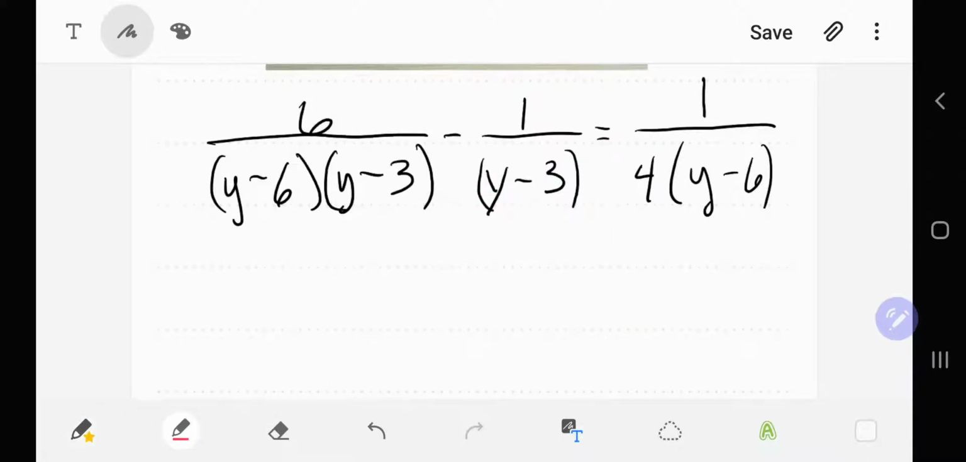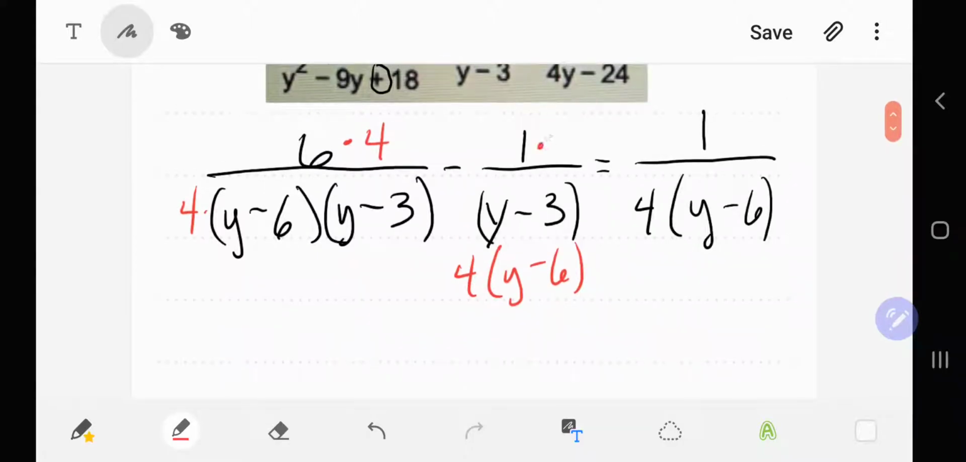Let's grab our red pen. And we're going to notice that the last fraction has a 4. So that means the first fraction is going to need a 4. Whatever I do to the bottom, I have to do to the top. Now the middle fraction is going to need a 4 and a y minus 6. And so the numerator gets a 4 and a y minus 6. The last denominator is going to need a y minus 3. And so the numerator gets a y minus 3.